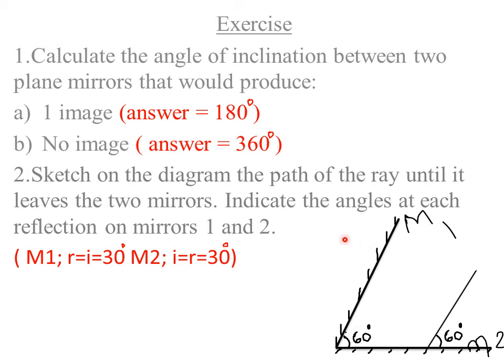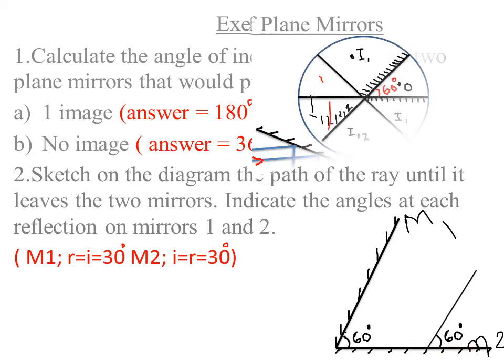So they need the angles of incidence and reflection for mirror 1 and mirror 2. The expected answers are, on mirror 1, I expect the angle of reflection to be equal to the angle of incidence, which is 30 degrees, then mirror 2 the same, 30 degrees. So try sketching that and see whether you get the same. There is an arrow here pointing downwards, showing that the ray is emanating from this direction and is incident on mirror M2 before it is reflected.